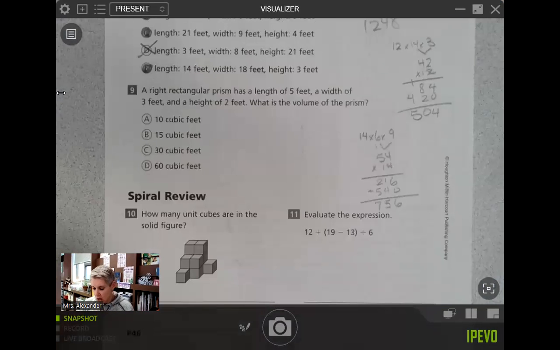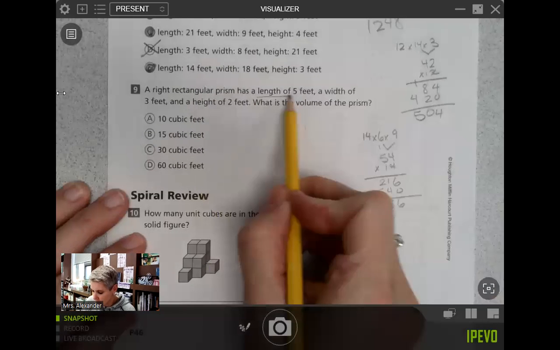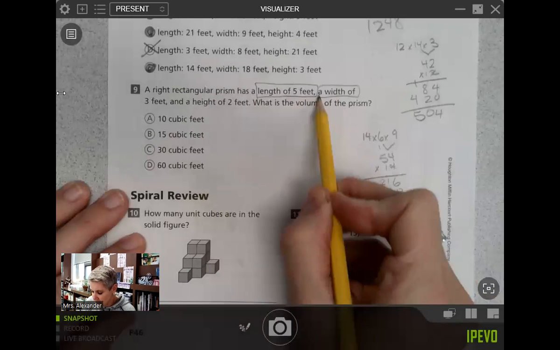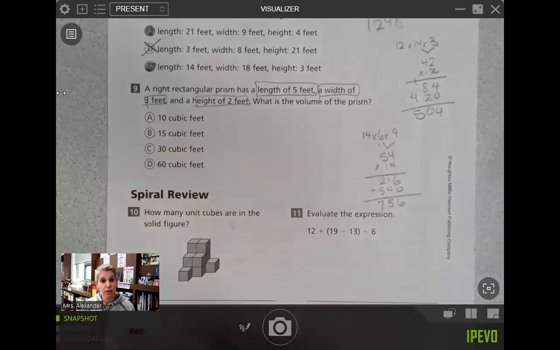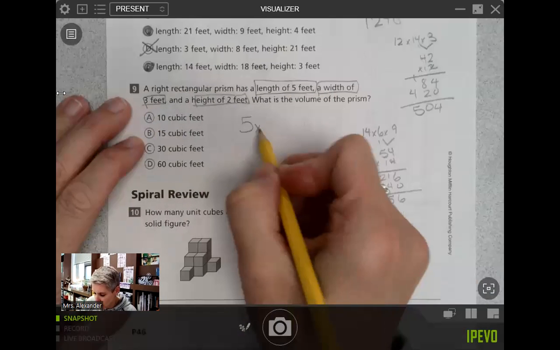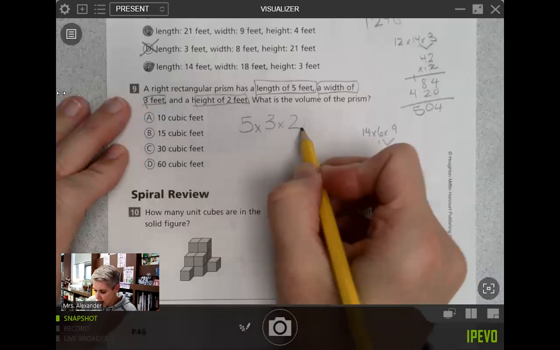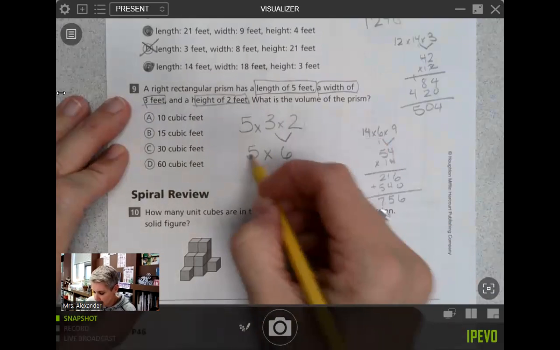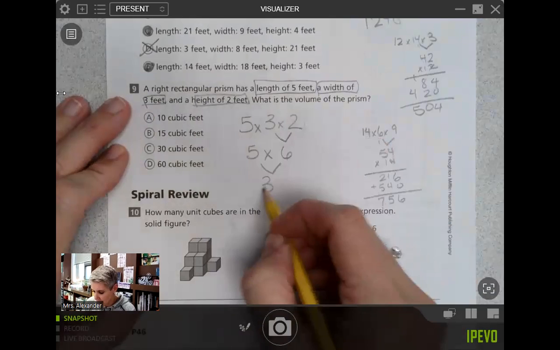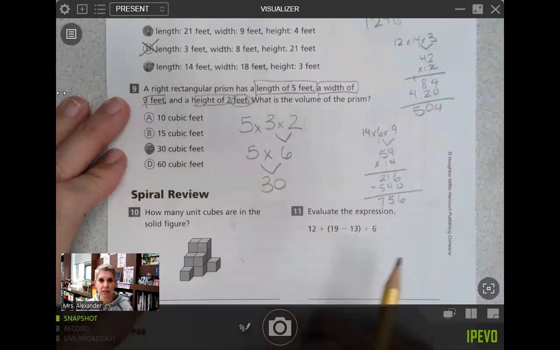Number 9, a right rectangular prism has a length of 5 feet, a width of 3 feet, and a height of 2 feet. So I don't need to draw this out. I see the length and the width and the height. I can simply write out the formula, length times width times height. And then I'm going to do 3 times 2, that's 6. 5 times 6 is 30. We're talking cubic feet then for our label. The answer would be C.